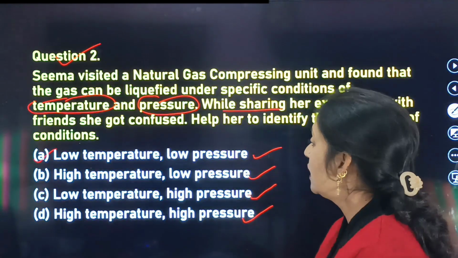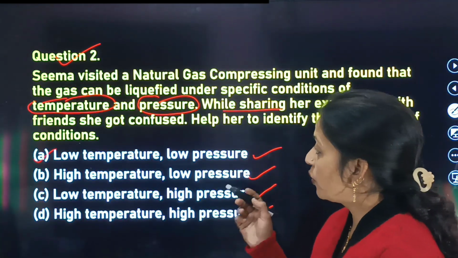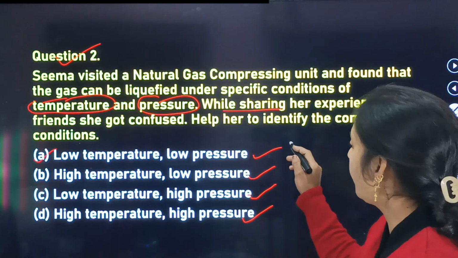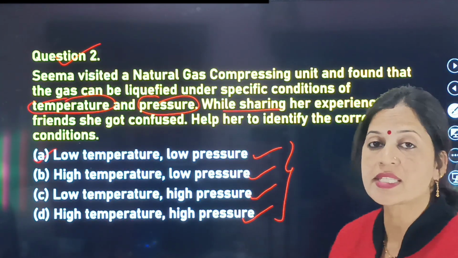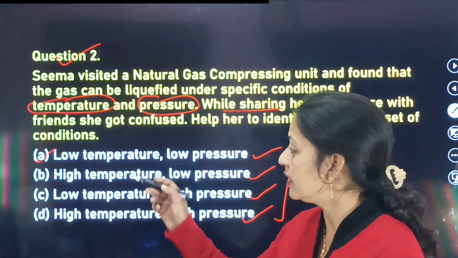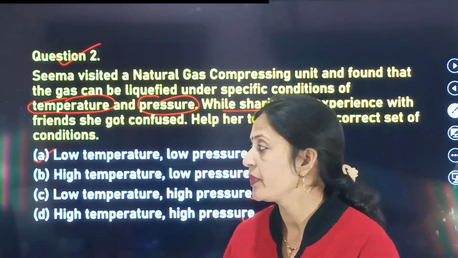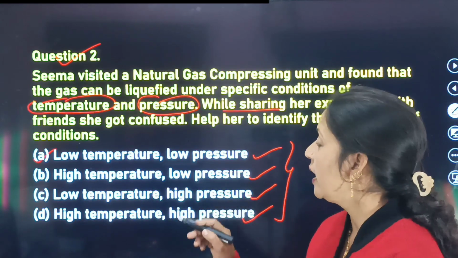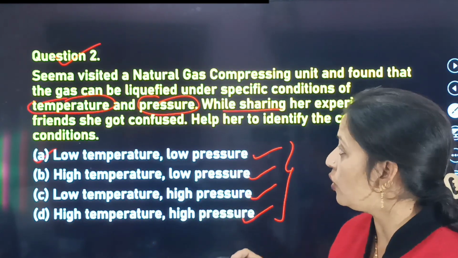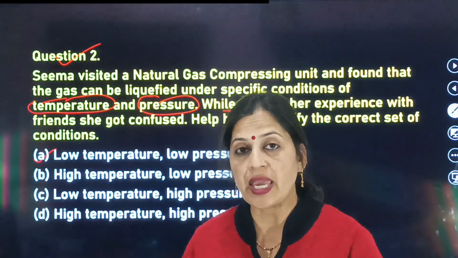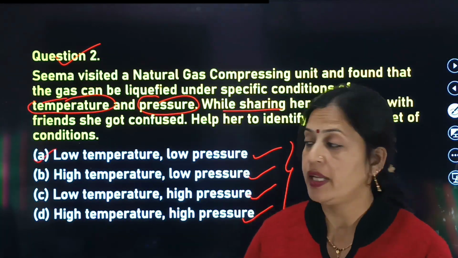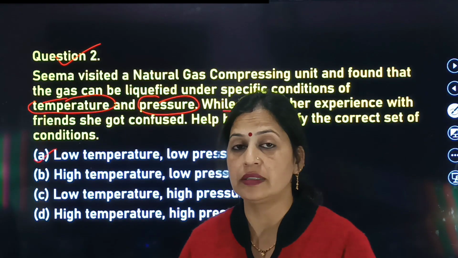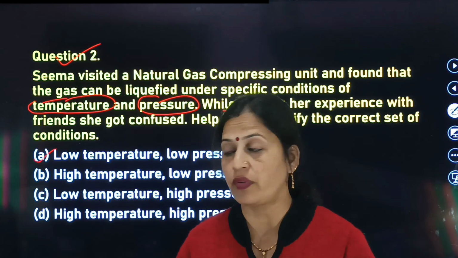So what are the correct set of the conditions? You have to identify the correct set of the conditions, and there are four sets of conditions: low temperature, low pressure, high temperature, low pressure. Either at low temperature or low pressure, the gas can be liquefied, or at high temperature or low pressure, the gas can be liquefied.